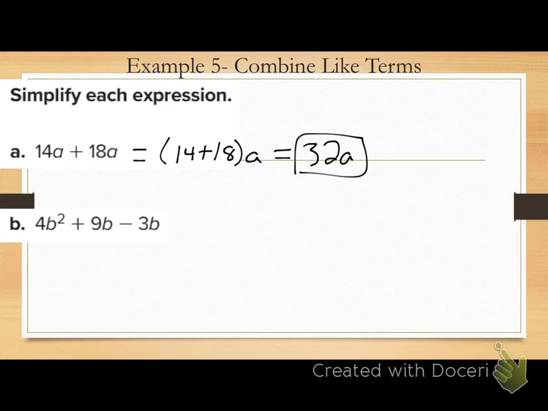Now, remember, let's think about what simplest form means. Are there any more like terms? Nope. Are there any parentheses to simplify? Nope, that's my simplest form. Okay? Questions on letter A?